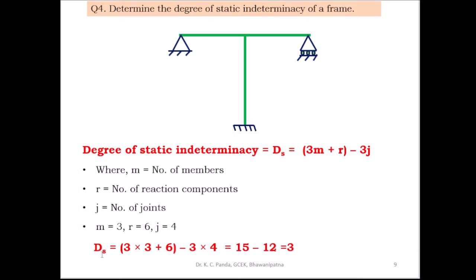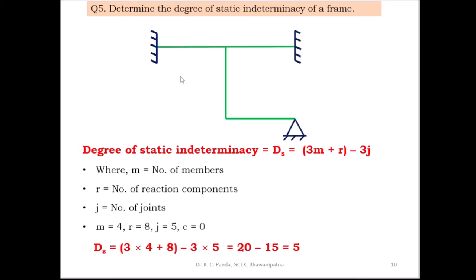Then find out the degree of static indeterminacy. 3 into 3 plus 6 minus 3 into 4. So here this is 15 minus 12 is equal to 3. So this is the degree of static indeterminacy, and also you can find out the degree of static indeterminacy using another approach.